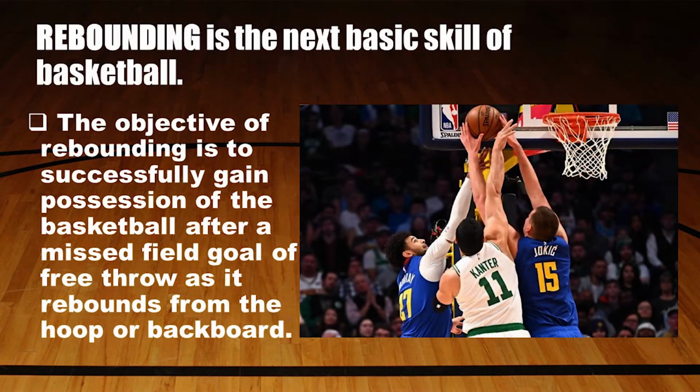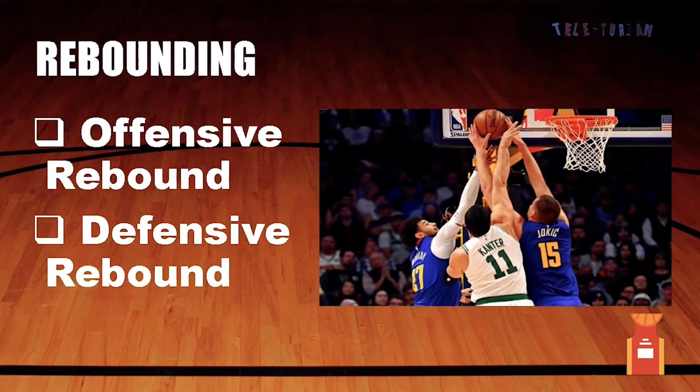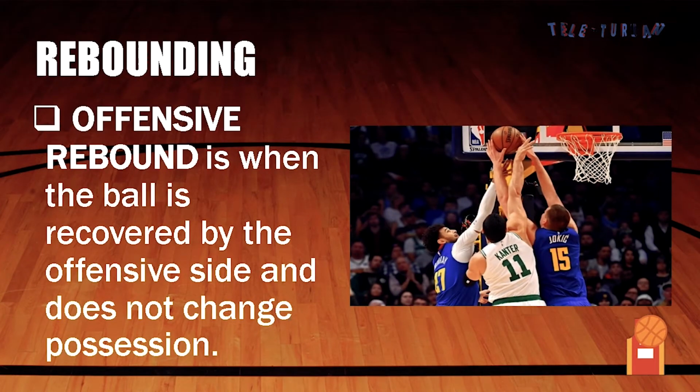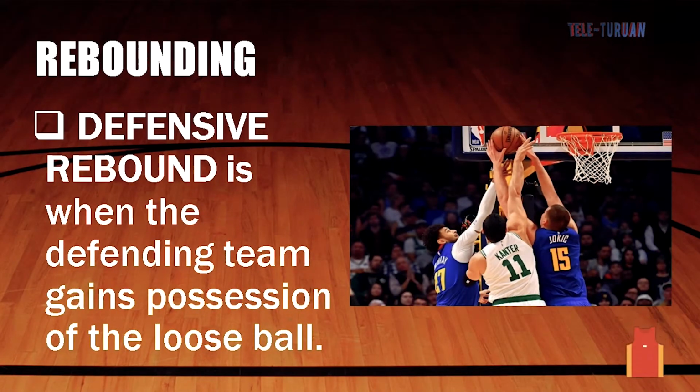Rebounding is the next basic skill of basketball. The objective of rebounding is to successfully gain possession of the basketball after a missed field goal or free throw as it rebounds from the hoop or backboard. In rebounding, we have what we call offensive rebounds and defensive rebounds. Offensive rebound is when the ball is recovered by the offensive side and does not change possession, while the defensive rebound is when the defending team gains possession of the loose ball.